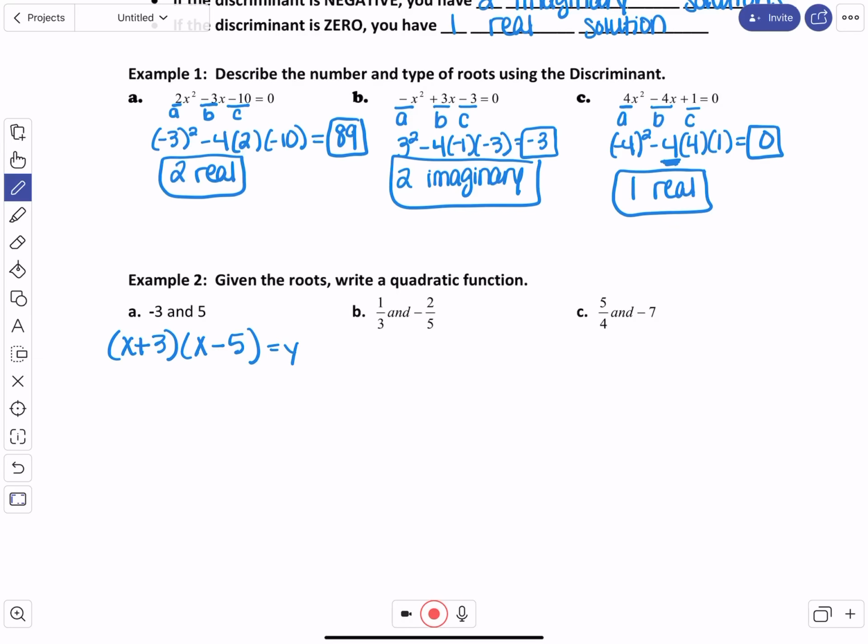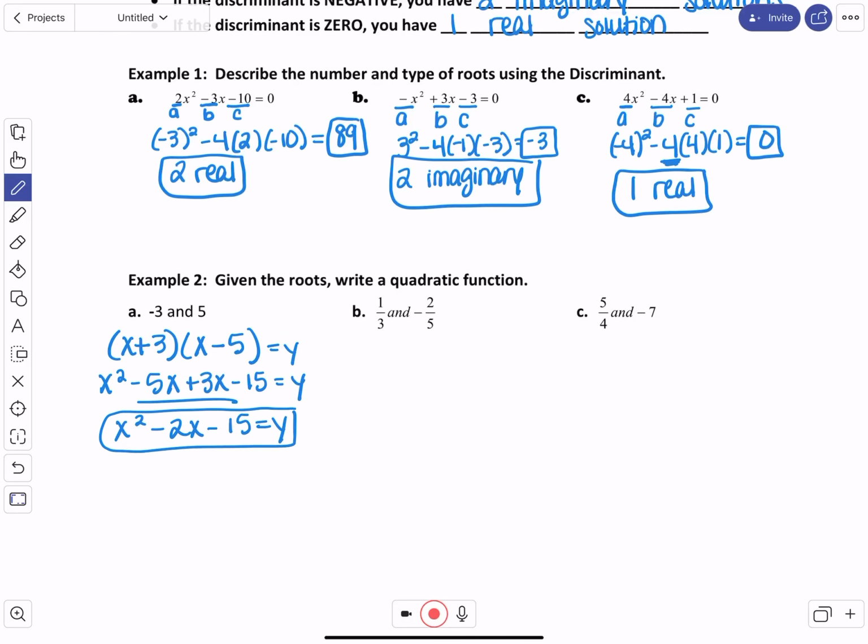And then from there, all you do is multiply it out. Like, that's it. So we do FOIL. X times x is x squared. X times -5 is -5x. 3 times x is 3x. 3 times -5 is -15. Combine our like terms. We get x squared minus 2x minus 15 equals y. And this is our quadratic function.